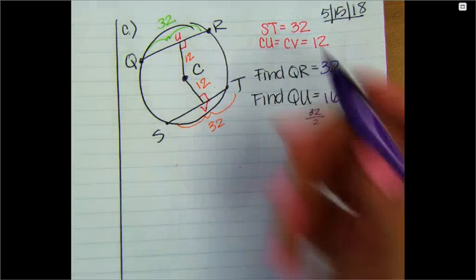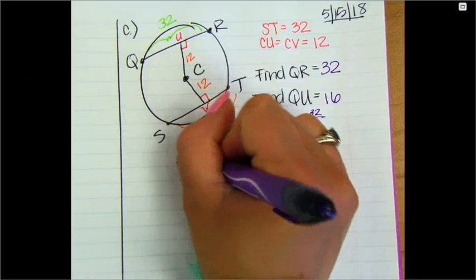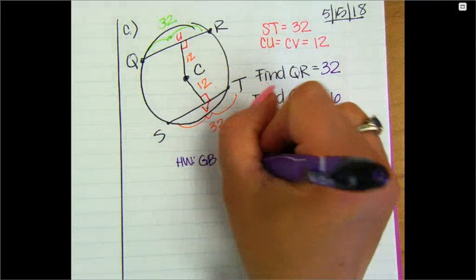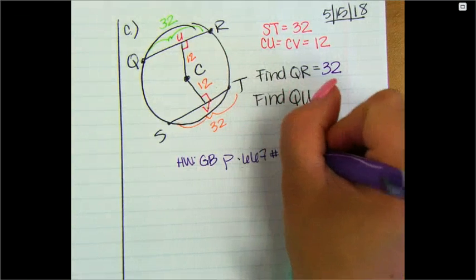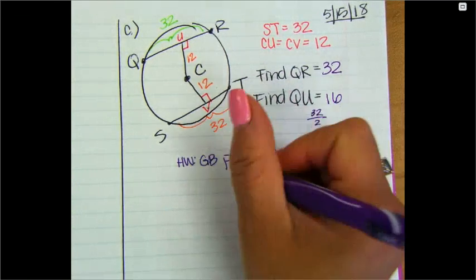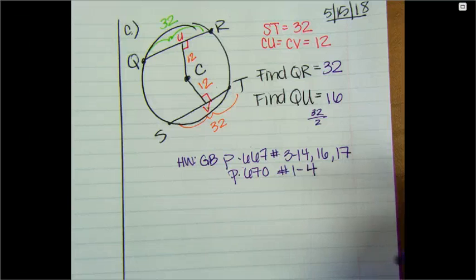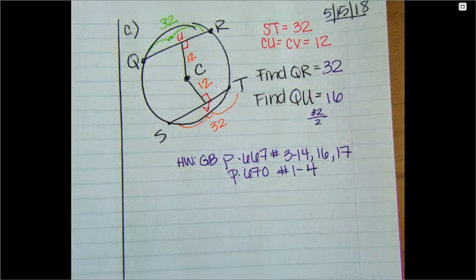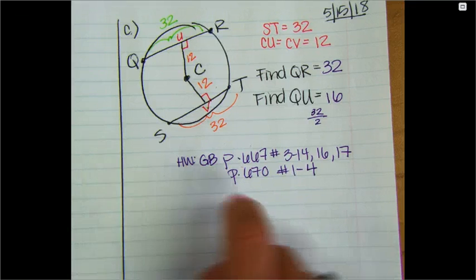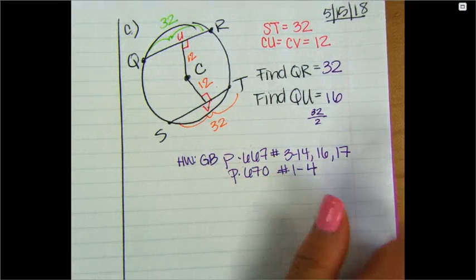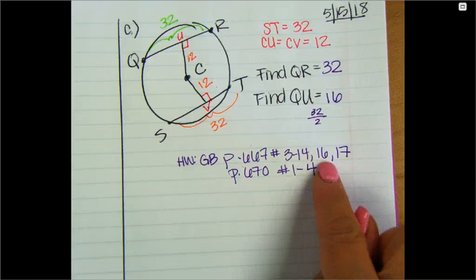Okay, your homework. Write it down. Geometry book. Or did I text you guys? I don't remember. 667, numbers 3 through 14, 16, 17, page 670, numbers 1 through 4. This is review. This is the new stuff.